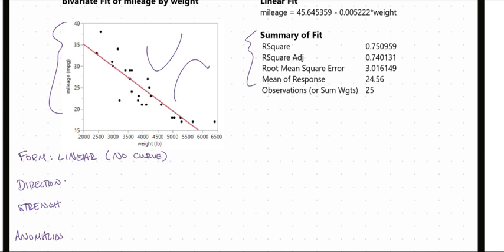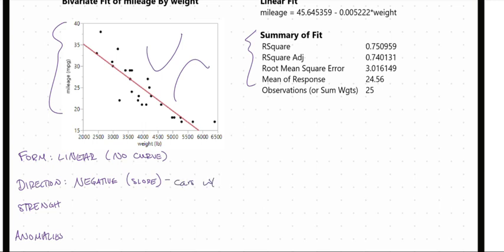In terms of direction, we're going to say this is negative. So really we're looking at the slope. And that comes from saying, again, as car weights increase, the mileage tends to decrease. So this is a negative association. We can think about it this way too.